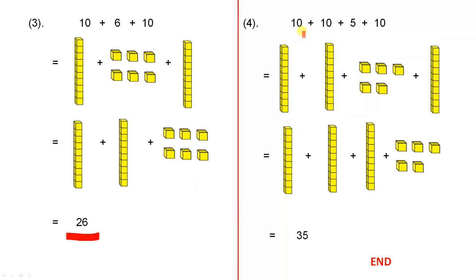And finally, 10 plus 10 plus 5 plus 10. So there's your 10, there's your 10, there's your 5, and there's your 10. Put the 3 long ones first, put the 5 single ones at the end. 10, 20, 30, 31, 32, 33, 34, 35.